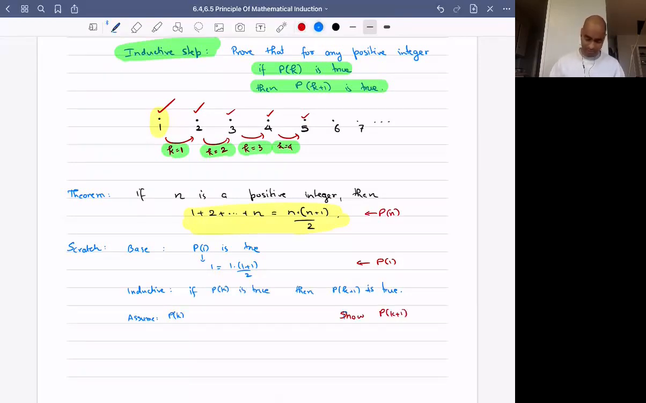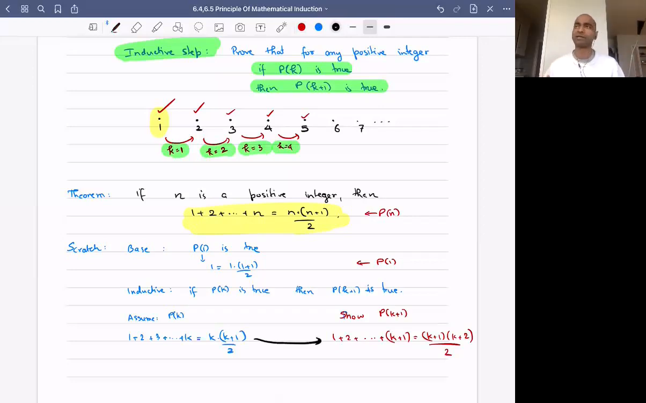Pk is saying that 1 plus 2 plus 3 all the way up to k is k times k plus 1 over 2. And Pk plus 1 is saying that 1 plus 2 plus 3 all the way up to k plus 1 is k plus 1 times k plus 1 plus 1, that is k plus 2, over 2. That's my goal, to go from the thing on the left to the thing on the right.